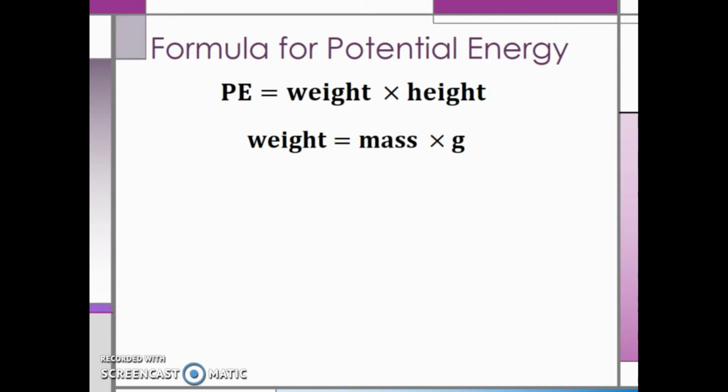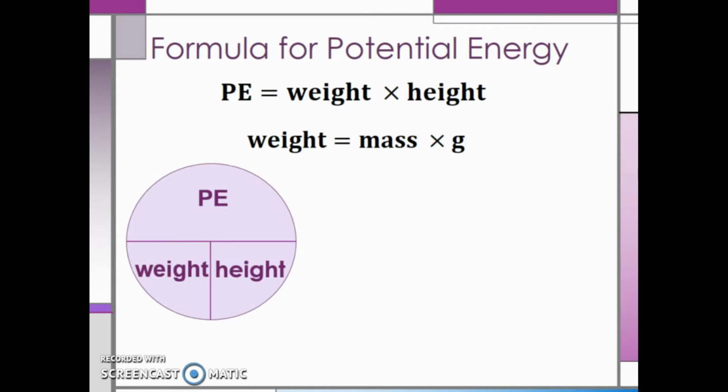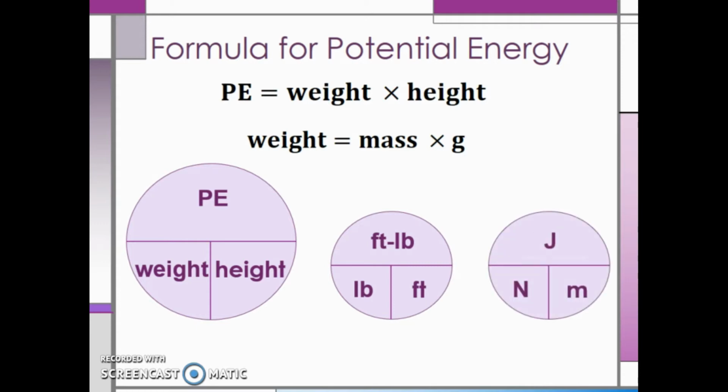Our units for potential energy will be foot-pounds, which should also look familiar since our units for work were also foot-pounds in the English system. Weight is measured in pounds, and height will be feet. In the metric system, potential energy is measured in joules, weight is measured in newtons, and height is measured in meters.